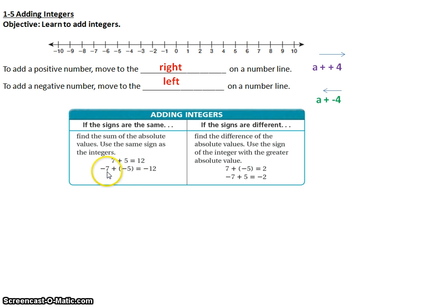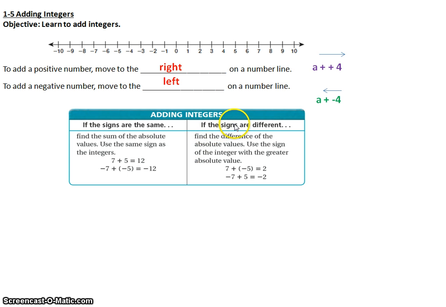In the second example here, we've got a negative 7 and a negative 5. We add their absolute values, so the absolute value of a negative 7 is 7. The absolute value of negative 5 is 5, so 7 plus 5 is 12. And we use the same sign because we're adding same sign numbers. So it would be 12, and we put a negative in front of that.